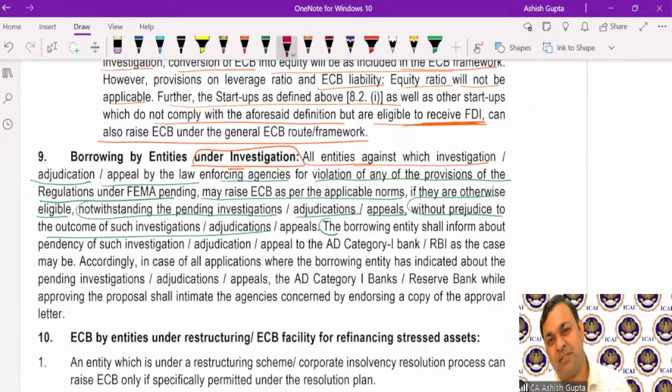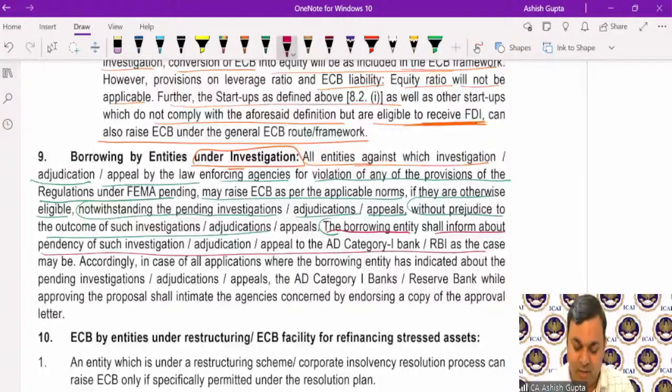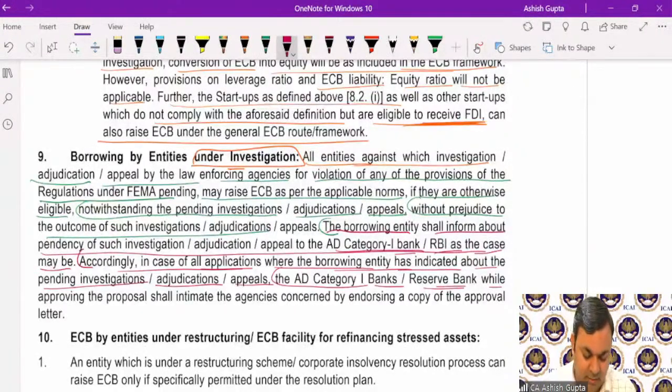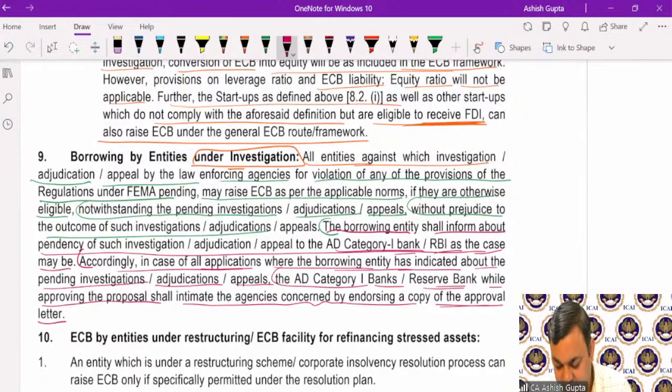The law is simplified: if you are supposed to raise the money from China, then why would we restrict you? It depends on you and that country, right? So the borrowing entity shall inform about the pendency, and you need to inform that to the AD category 1 bank or RBI, as the case may be. Accordingly, in all applications where the borrowing entity has indicated a pending investigation, adjudication, or appeal, the AD category 1 banks and the Reserve Bank, while approving the proposal, shall intimate the agencies concerned by endorsing a copy of the approval letter.